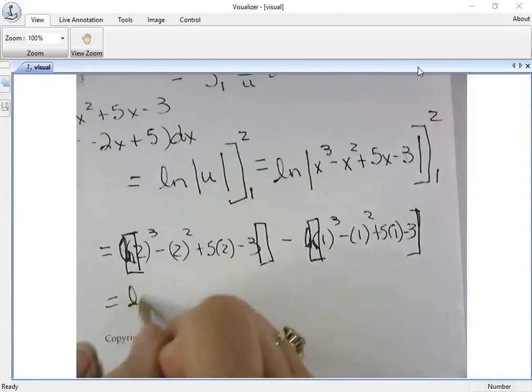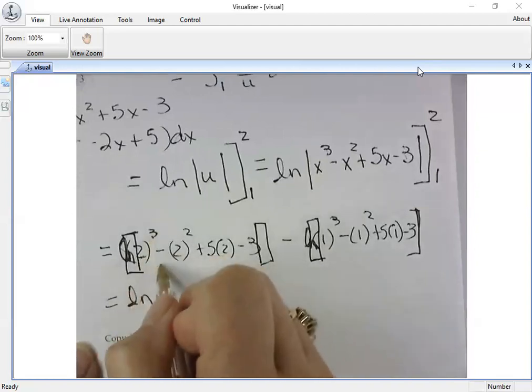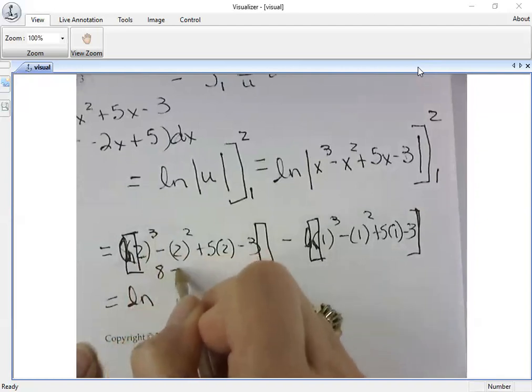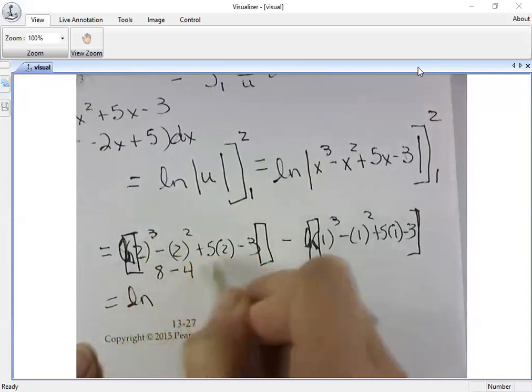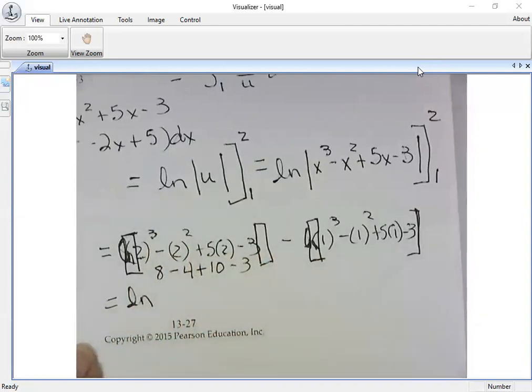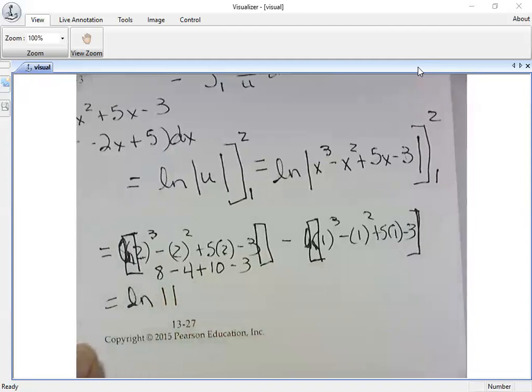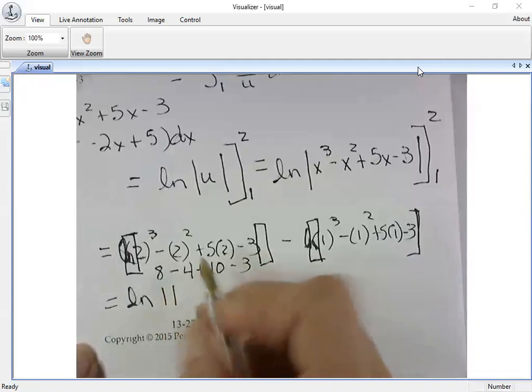So I'm going to get the natural log of, now what number do I get here? 2 cubed is 8 minus 2 squared is 4 plus 5 times 2 is 10. And then I have a minus 3. If you add all those together, what do you get? 11. Now, since it's a positive number, do I have to keep the absolute value bars? No. If it had not been a positive number, then I would keep the absolute value bars. Did you put the negative inside the absolute value part? You could, yes, you could do it as the absolute value of negative 11.